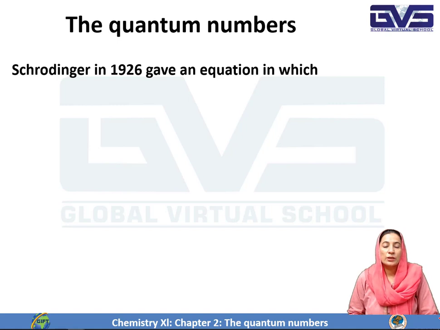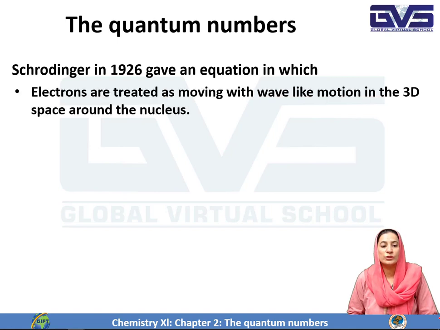Basically, the quantum numbers were given by Schrödinger in 1926. He gave an equation, and the solution of his equation gives the quantum numbers that describe the position of the electron. According to that, electrons are treated as moving with wave-like motion, not in a static state. According to Schrödinger's wave equation, electrons move as a wave in 3 dimensions in space, along the x, y and z axes. It is not revolving on a single path, and while it is moving in 3 dimensions, its motion is like a wave.